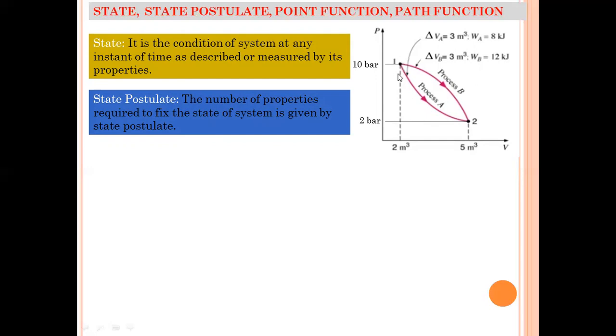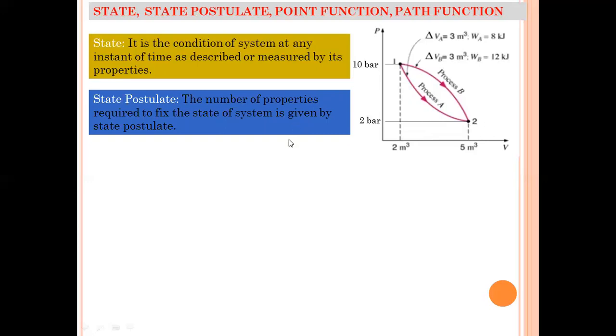Here at state 1, the volume V is equal to 2 meter cube and the pressure P is equal to 10 bar, right? For state 2, volume V is equal to 5 meter cube and pressure P is equal to 2 bar, right? So this can be given by a state postulate.